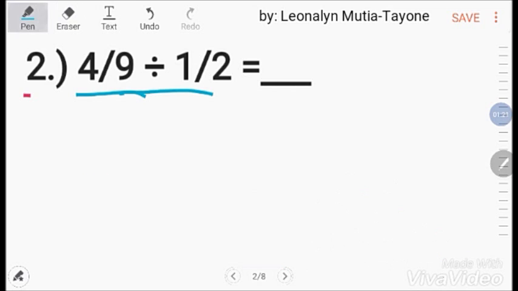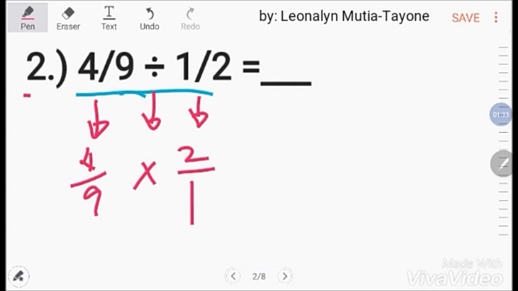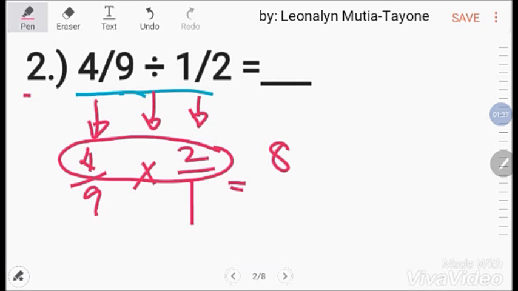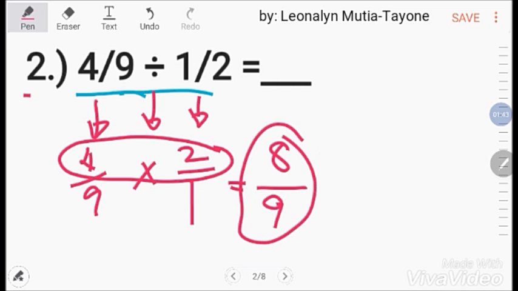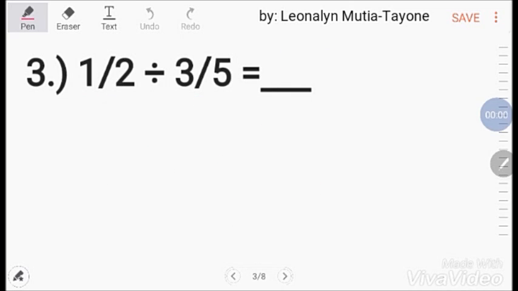Mas madali nga lang siya. Ang dividend mo, kopyahin mo lang. Si division maging multiplication at si divisor reciprocal ng divisor. Numerator to numerator, multiplication, that is 8. 9 times 1, that is 9. So, ito na yung pinakasimplest na fraction. And the answer is 8 over 9.